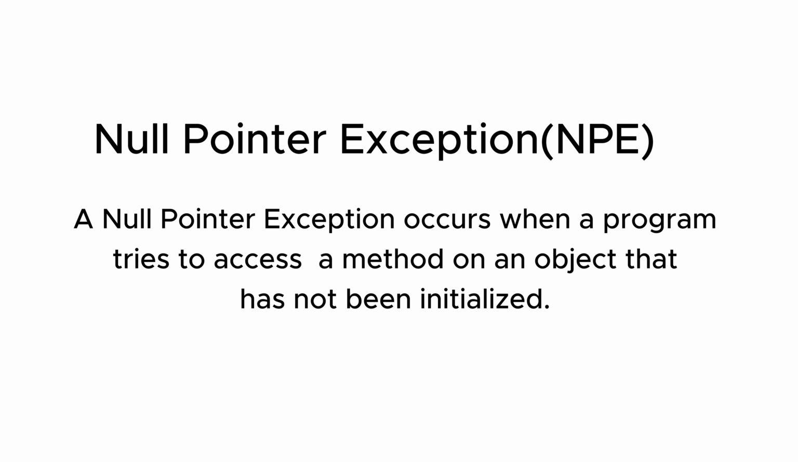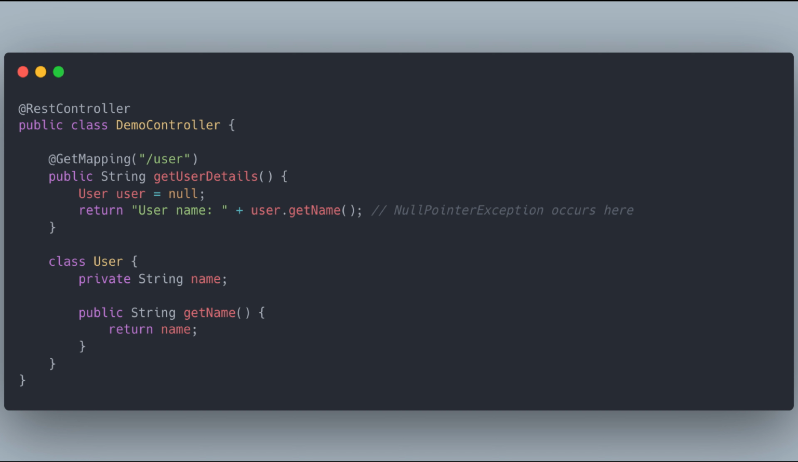A null pointer exception occurs when a program tries to access or invoke a method on an object that has not been initialized. For instance, when an object value is null. Null pointer exception is a common runtime error in languages like Java, and it indicates that the code attempted to use an object reference before it was assigned a valid memory address.